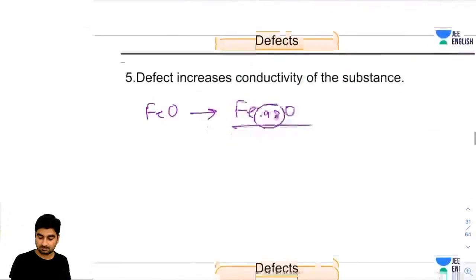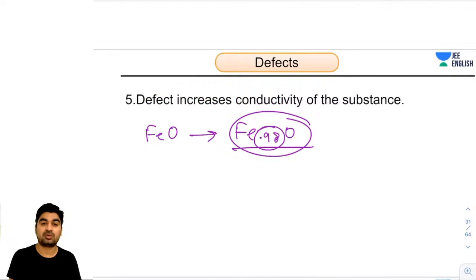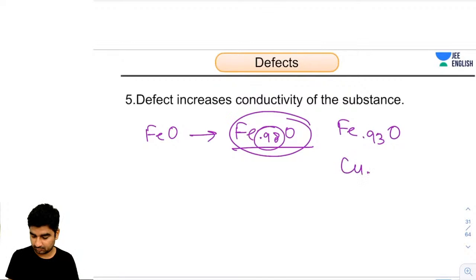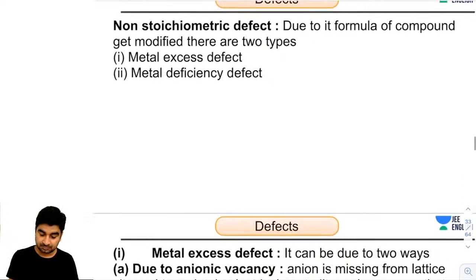Now, what do you mean by non-stoichiometric defect? Tell me. So now I will tell you. Due to a non-stoichiometric defect, the formula of the compound gets changed. It might show up like this. So these are all examples of non-stoichiometric defect. These are of two types: one is metal excess, another is metal deficiency.